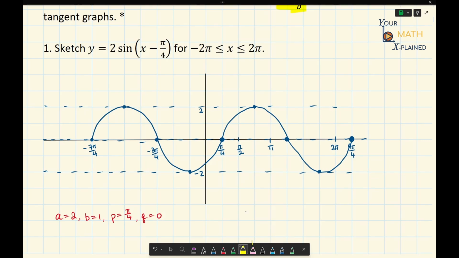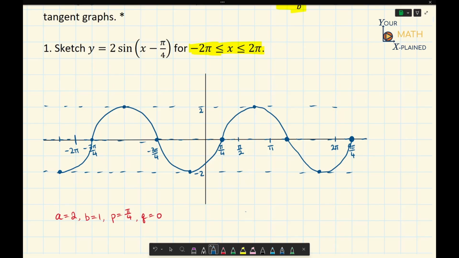The last bit that we need to do in order to finish this problem off is the fact that we're asked to sketch this graph for negative 2 pi to positive 2 pi. So we can see from what we've drawn so far, we're still missing a little bit on the left side because we're going to negative 7 pi over 4, but we need to go until negative 2 pi, which is right over here. But we know what's going to happen right over here because that is going to be again at negative 2. So then if we were to continue the pattern, it would go down to there.